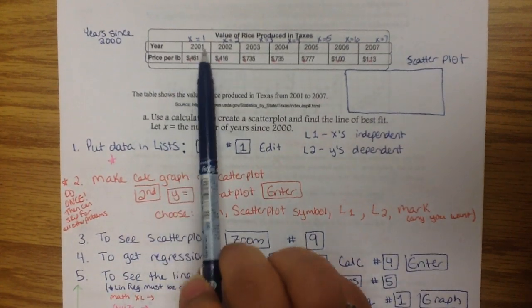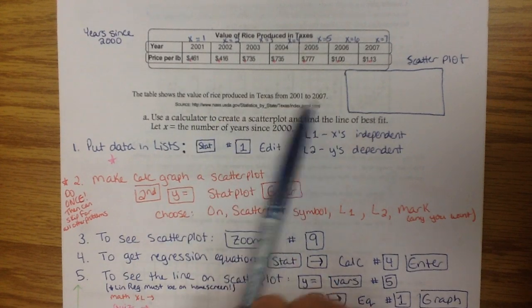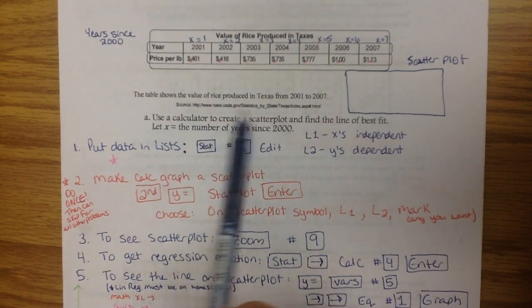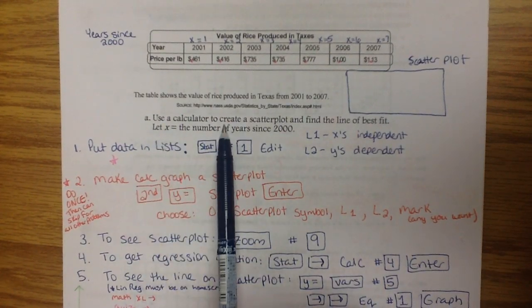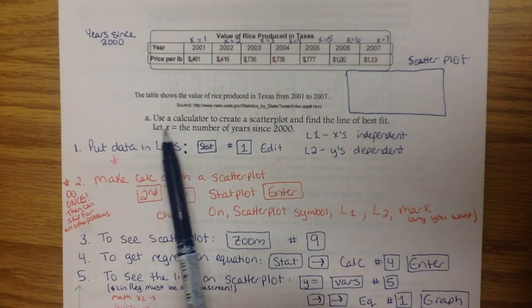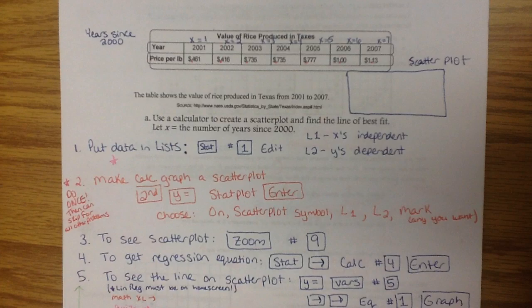So this is the year, and this is the price per pound of rice produced in Texas. So we got this, and here's our source, because we like to cite when we get stuff. To find the line of best fit, we are going to let x equal the years since 2000, so we already have that.